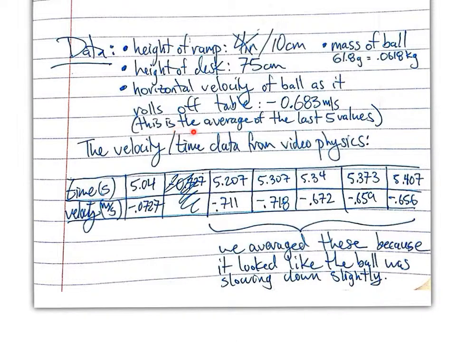Here, I say this is the average of the last 5 values. So from the video physics app, we had values for velocity as it rolled off the table, and they were different. They were not all exactly the same. So what we did, what most of us did, is averaged some of them or all of them. And here I say we averaged these because it looked like the ball was slowing down slightly.